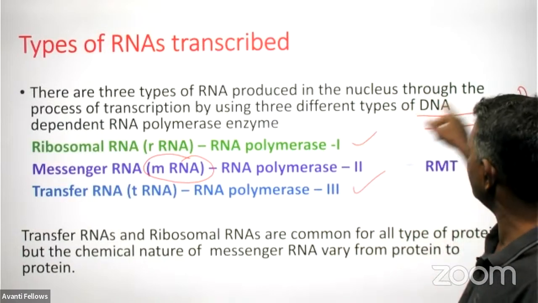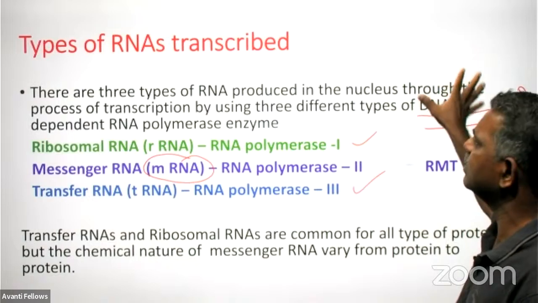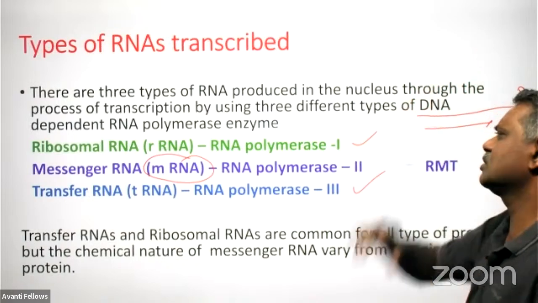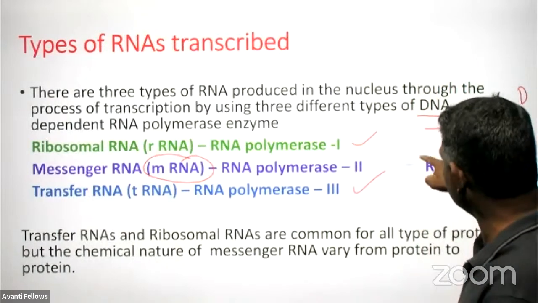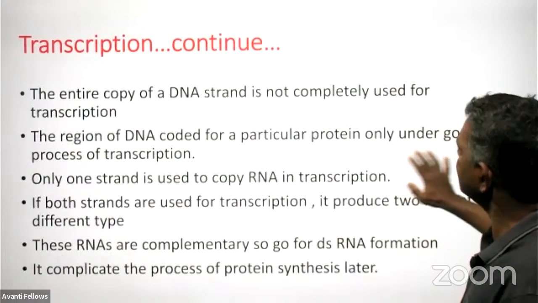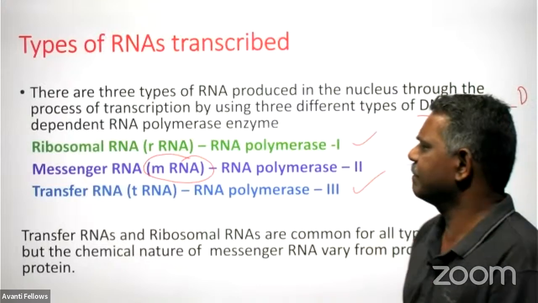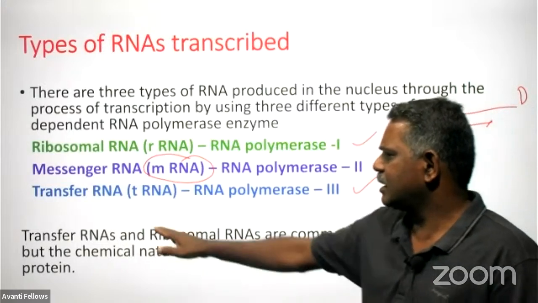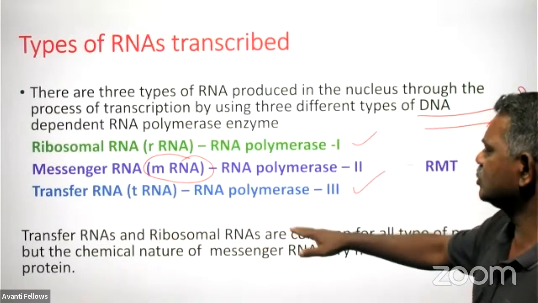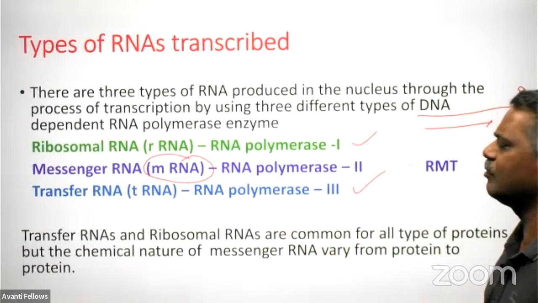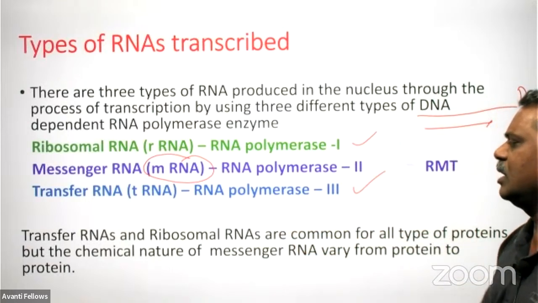So it should be 3' to 5', and that is what you can call the master strand, or the template strand. And the other strand of DNA is called the coding strand. And transfer RNA and ribosomal RNAs are common for all types of protein.